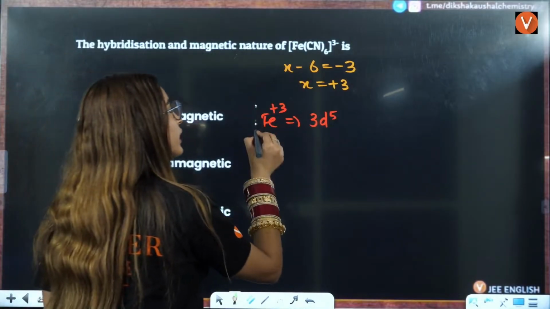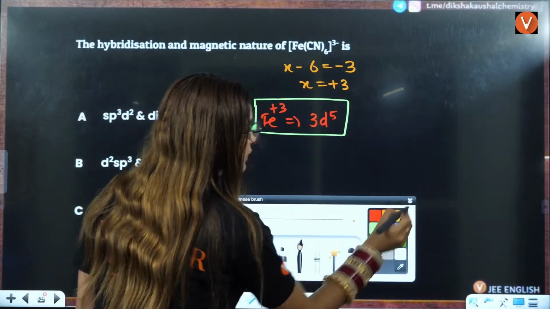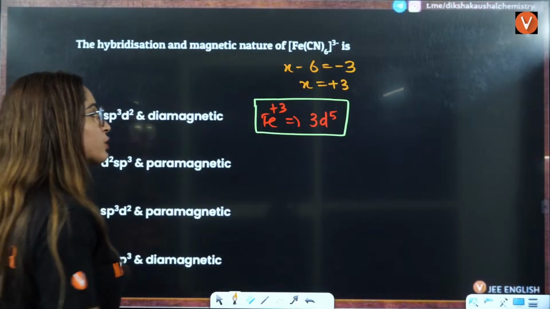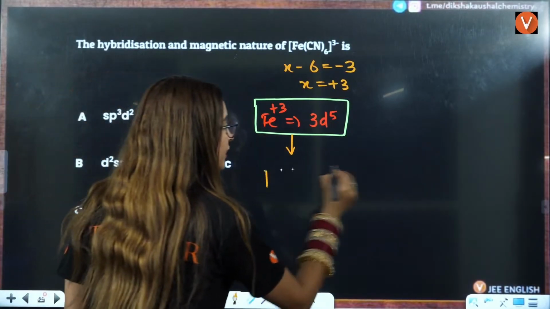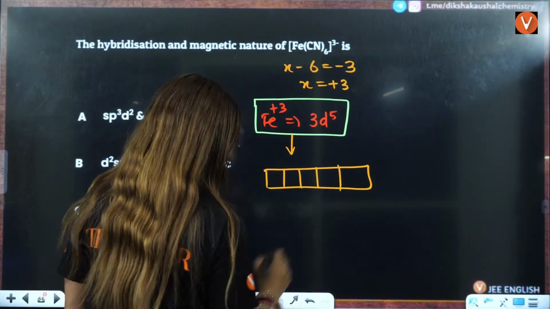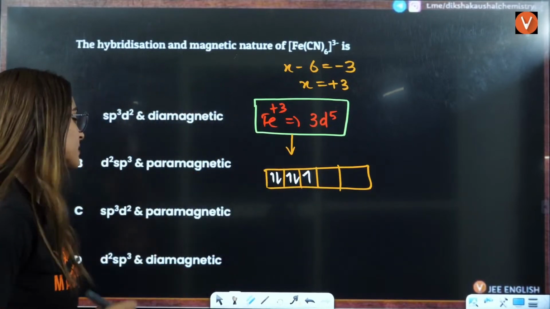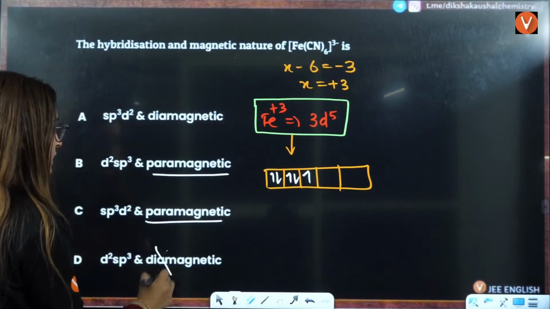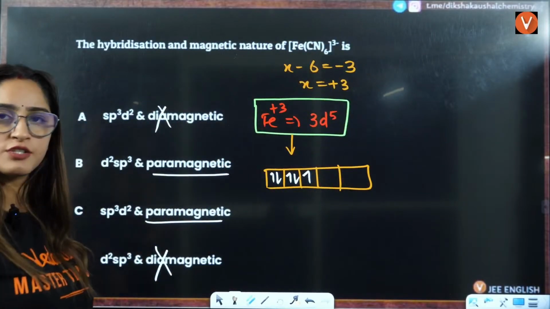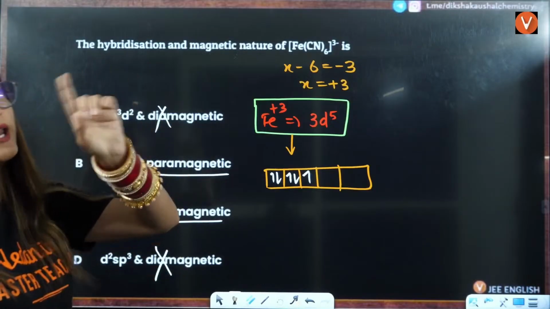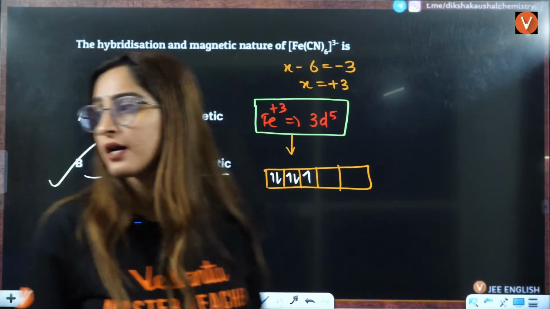If it is 3d5 here, in this case it is a strong field ligand. So that is why it is going to be 1, 2, 3, 4, 5. That means it is definitely paramagnetic in nature. And here you will have d2sp3 for coordination number 6. Either it can be d2sp3 or sp3d2, so here it will be d2sp3. So B is the correct answer here.